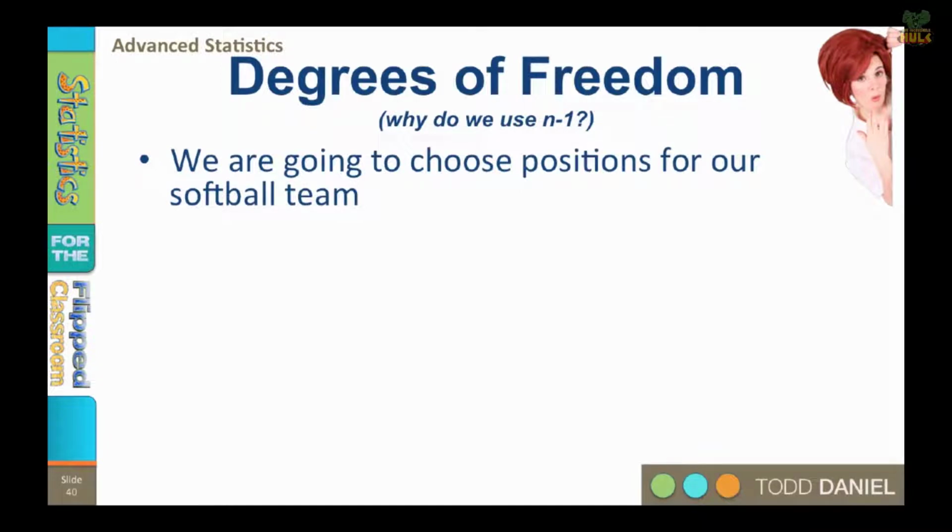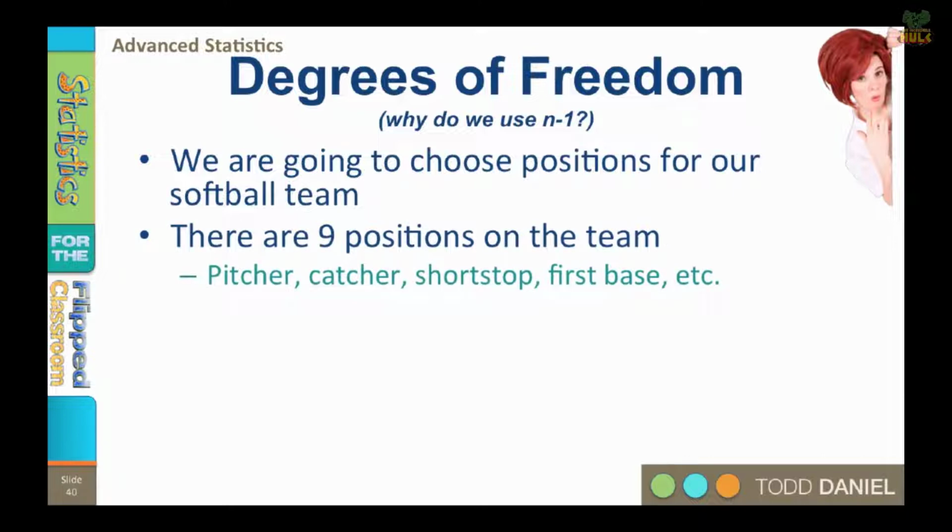Let me illustrate using an example of making choices when choosing positions for a softball team. Degrees of freedom will refer to the number of people who get to make a choice. There are 9 positions on the softball team: pitcher, catcher, shortstop, first base, etc. And there are 9 of us. We draw straws to see who gets to go first. The first person picks a position to play on the team. The second person chooses from among the remaining 8 positions. The third person chooses from among the 7 remaining positions, and so on.